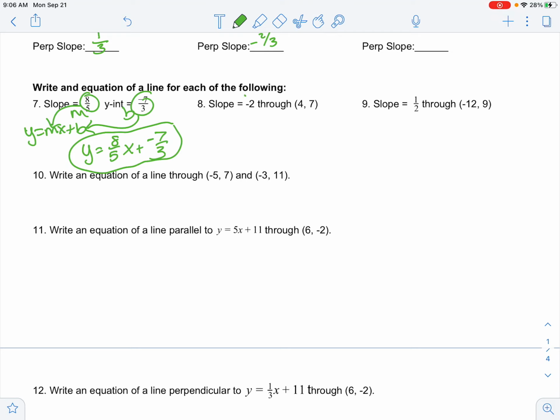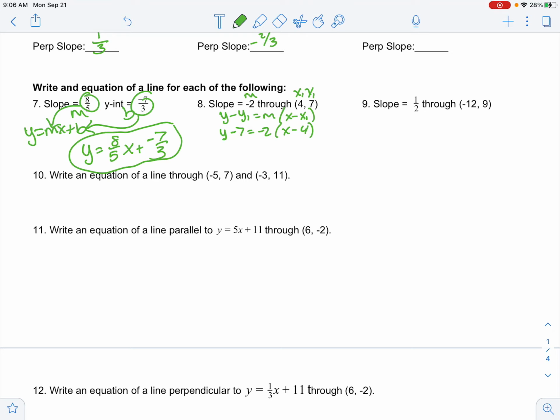On number 8, it gives me my slope, which is m, and then it gives me a point, x1, y1. So I'm going to use point slope form. Remember, point slope form was y minus y1 equals m times x minus x1. So we have y minus 7 equals negative 2 times x minus 4. You should have a y and an x in each equation when you're making the lines.